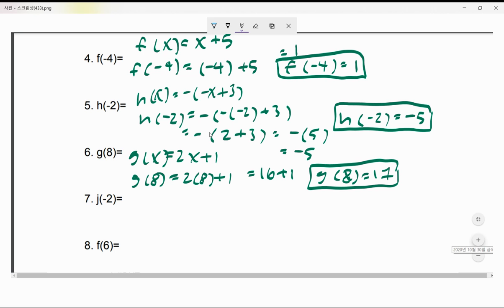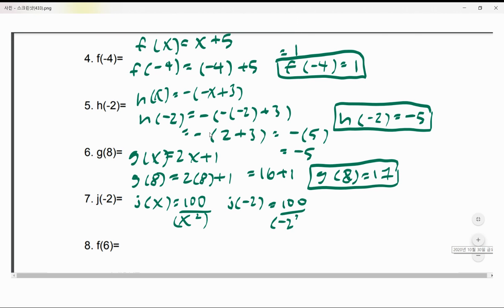j function. 100 over x squared. Right? We are given j(-2), so 100 over negative 2 squared. So 100 over 4, basically. And 100 divided by 4 is 25, right? So that means our final answer would be 25. Cool.